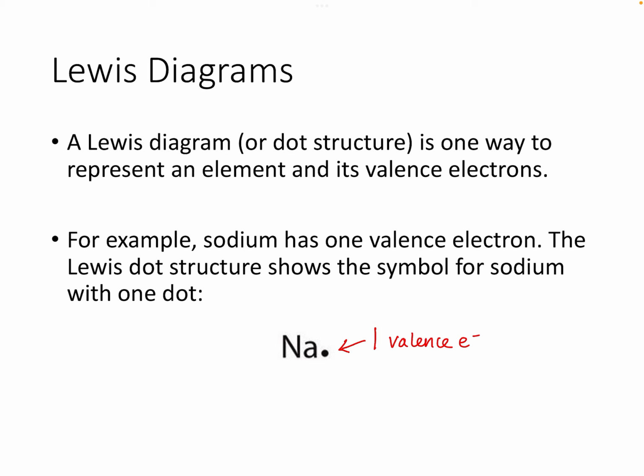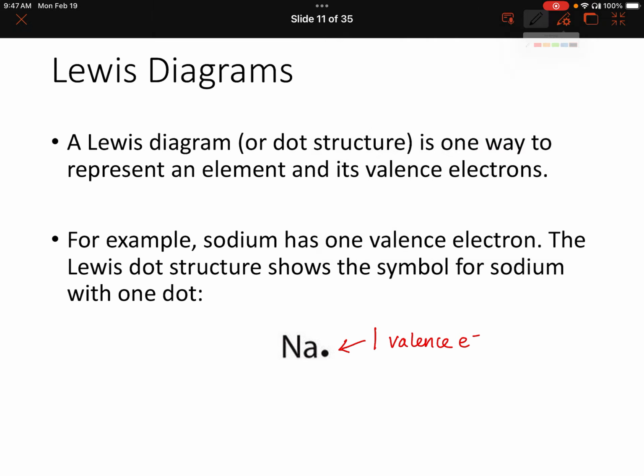Now, we could write this a few different ways as well. We don't have to show it on the right-hand side. You could show it on the left, or up above, or down below, just as long as you show that one dot on one of the four sides of that symbol.